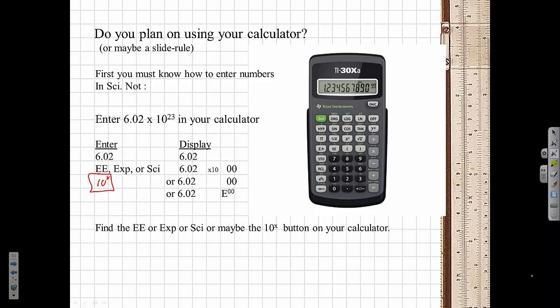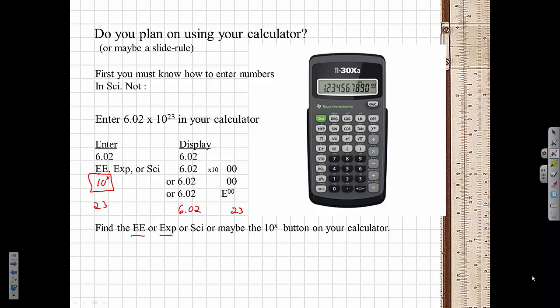When you enter a number in scientific notation, under no circumstances do you ever press the multiplication symbol and then 10. It's really easy for me to find out if you did that because all your answers are going to be off by 1 power of 10. So this EE, EXP, or SCI button takes care of the times 10 part. All you need to do then is put in the exponent. So the next thing we would do is enter 23, and the display will read 6.02, and then off to the right it'll say 23.